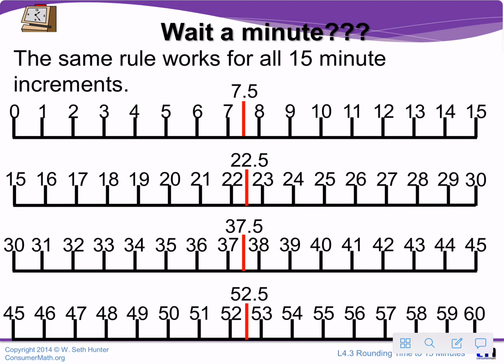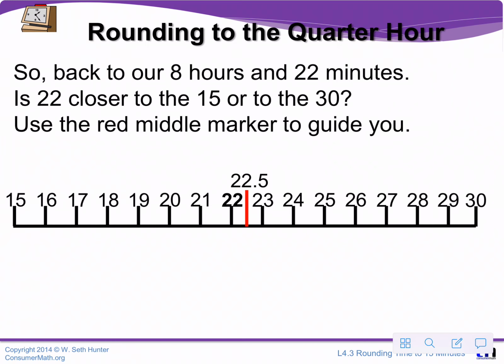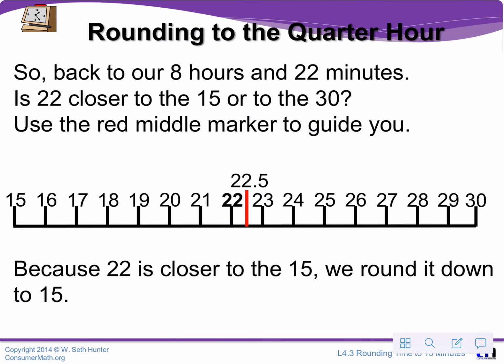The same rule works for all 15-minute increments. So the first 15 minutes would be 7.5, second 15 minutes would round at 22.5, the next 15 minutes would round at 37.5, and then the last would be at 52.5. So back to our 6 hours and 22 minutes. Is 22 closer to the 15 or the 30? Because 22 is closer to 15, we round it down.